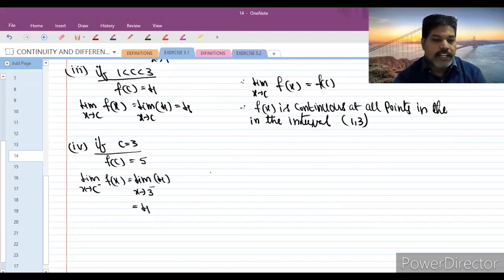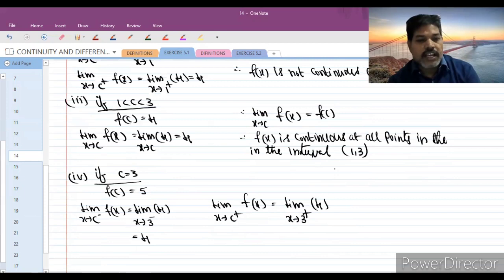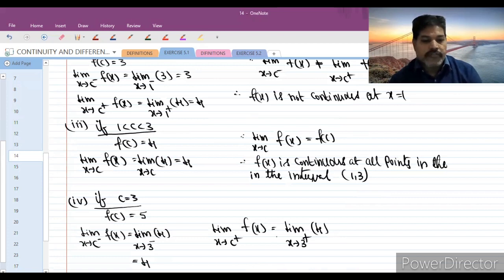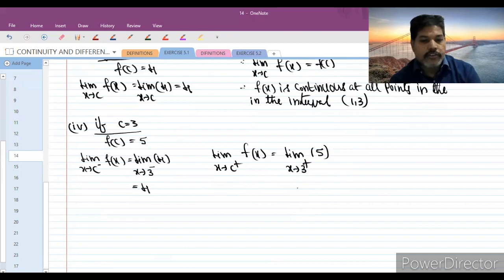Similarly, you can calculate the limit as x approaches c from the right of f(x). In this case, approaching 3 from the right, the f(x) value is nothing but 5. For x greater than 3, the value is 5 actually. So this value is 5 only, and if you apply the limit, this value will become 5.